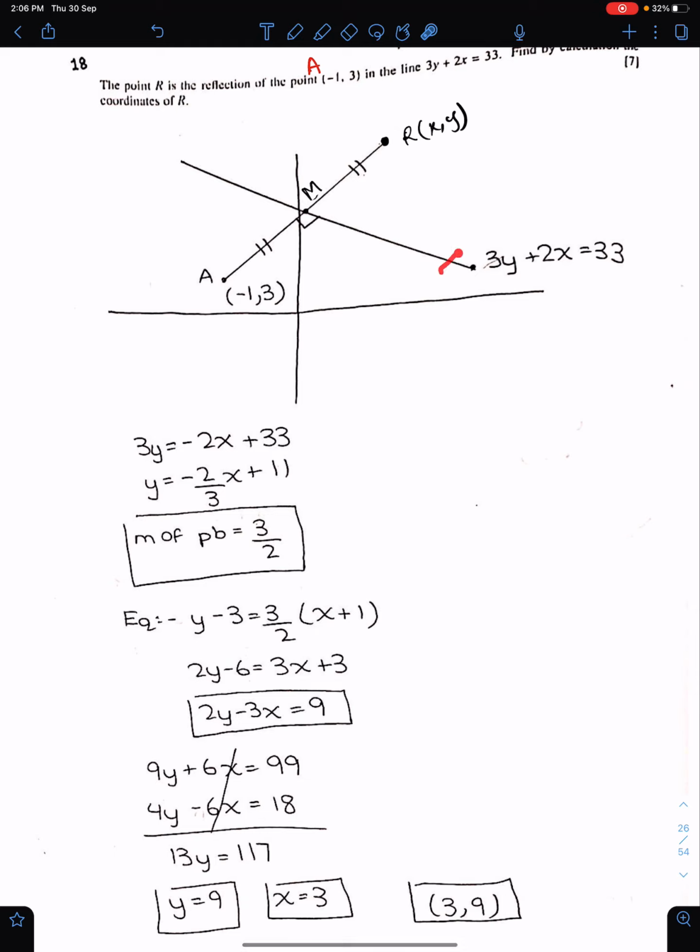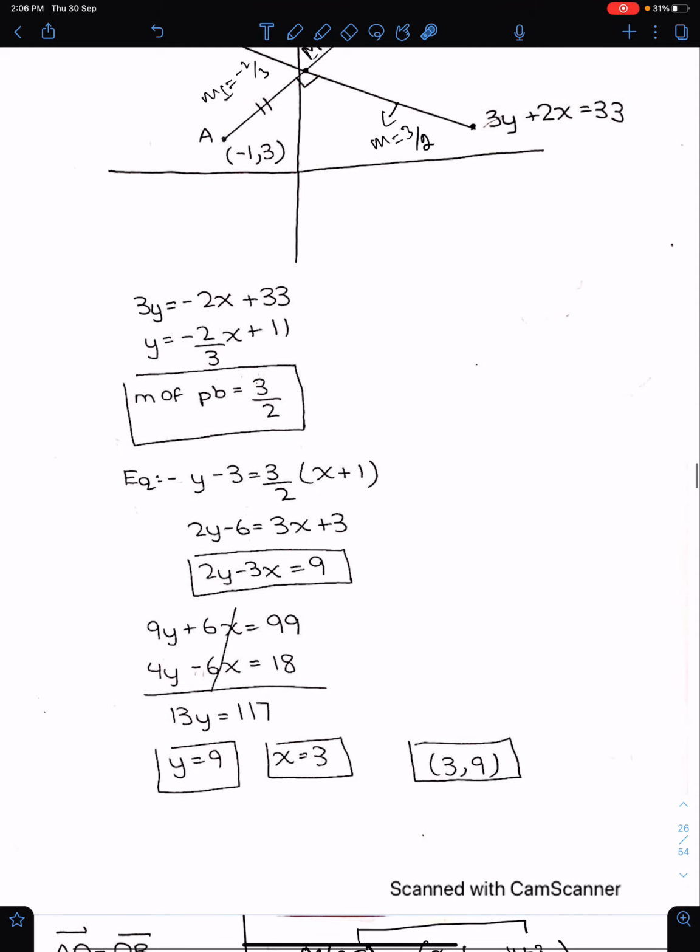For that, we need the gradient of this line. Gradient of this line is 3/2. By making y subject from this equation, we can have the gradient of this line, which is 3/2. Therefore, gradient of AM will be -2/3. Now we can get the equation of AM. This is the equation of AM. By solving this equation with the equation of AM, we can get the coordinates of M. Hence, the coordinates of M are 3, 9.